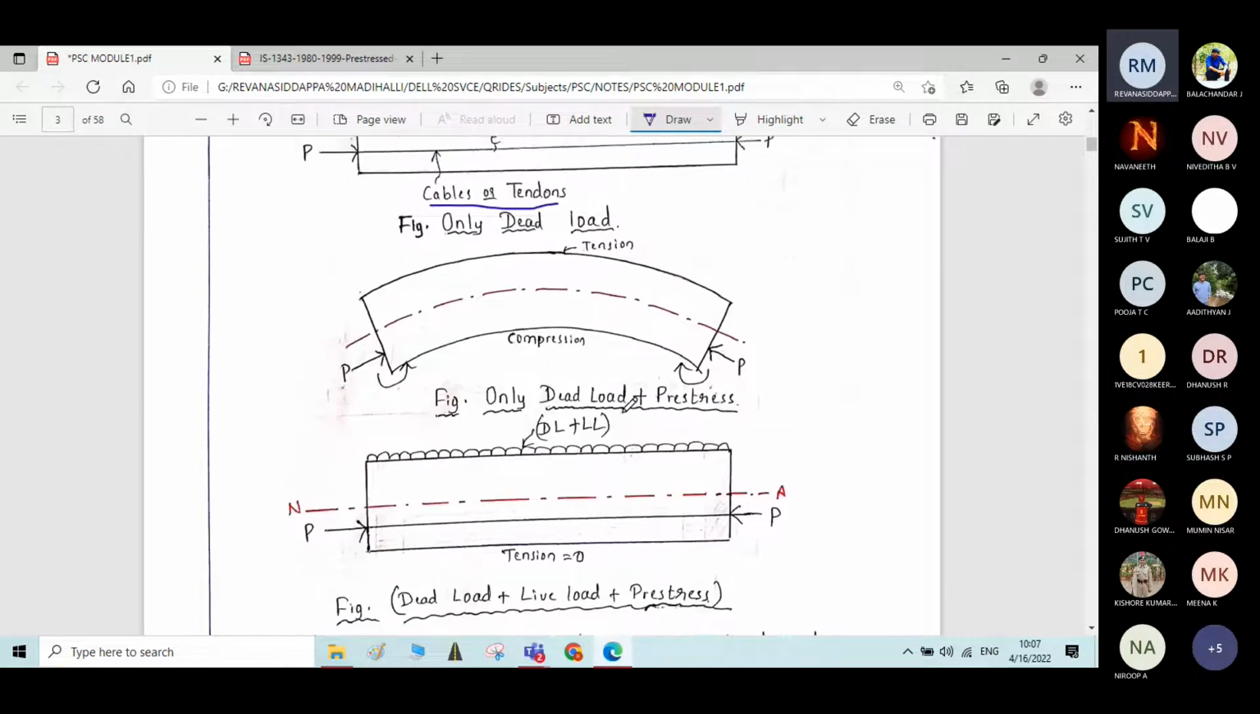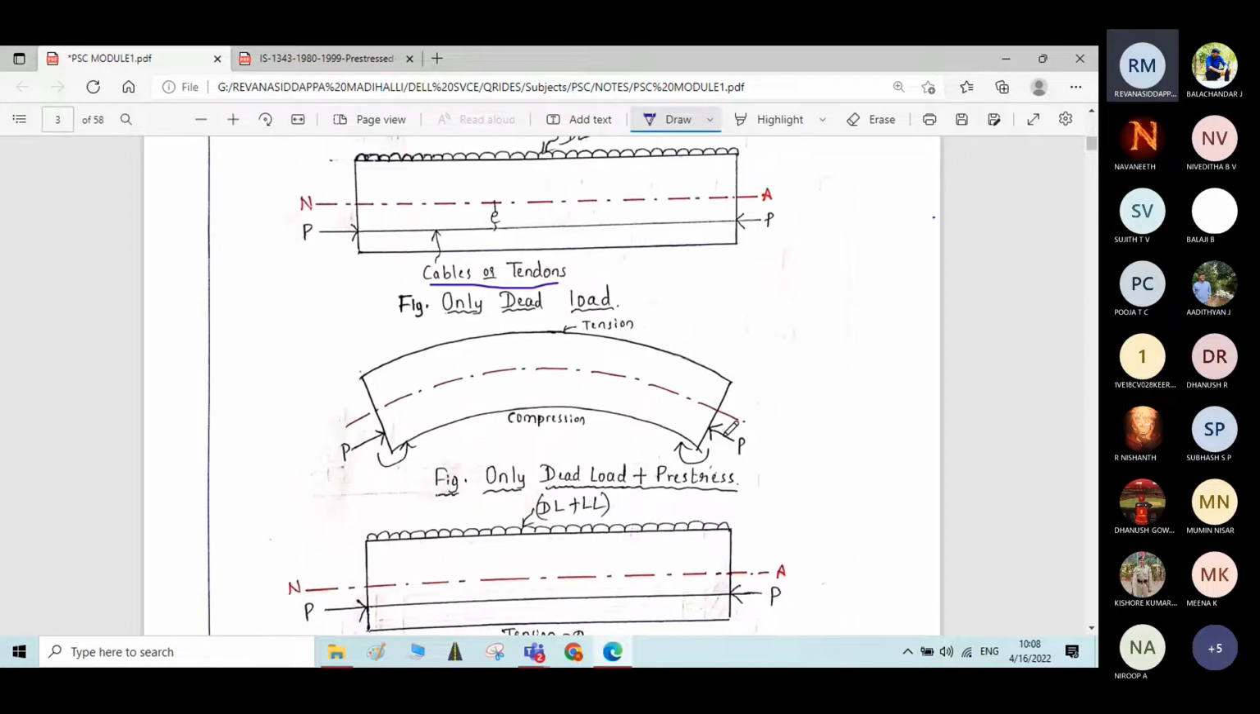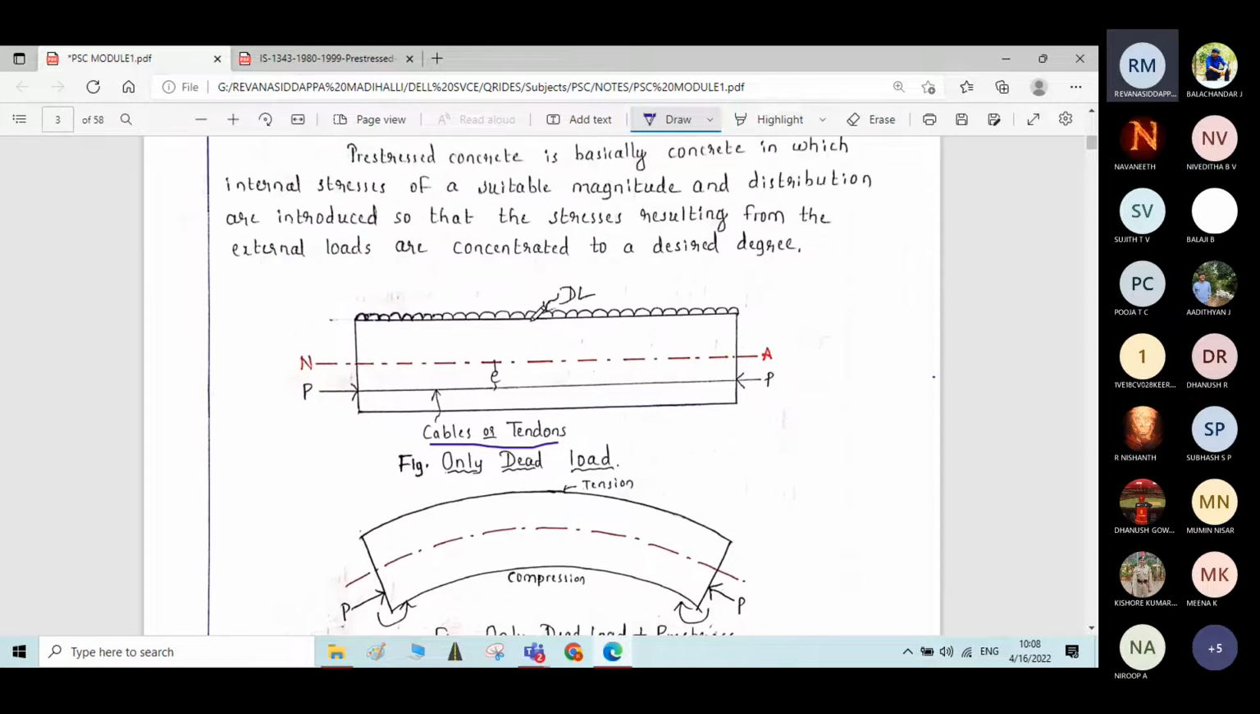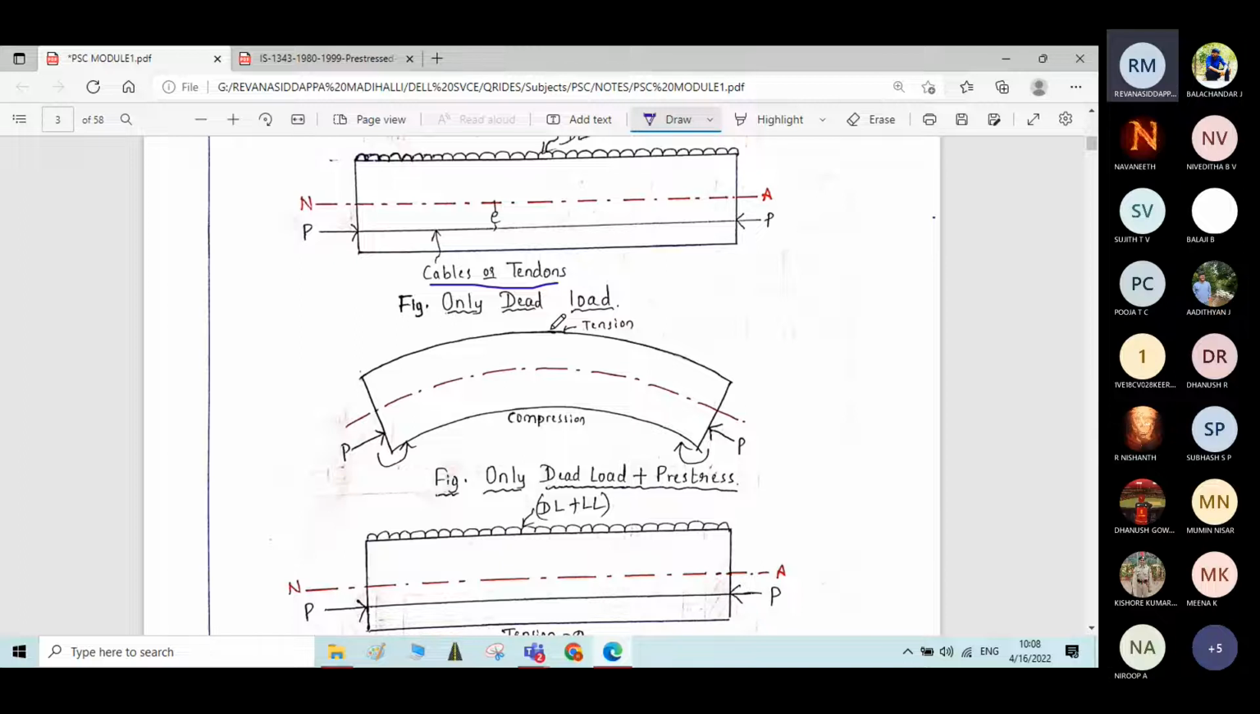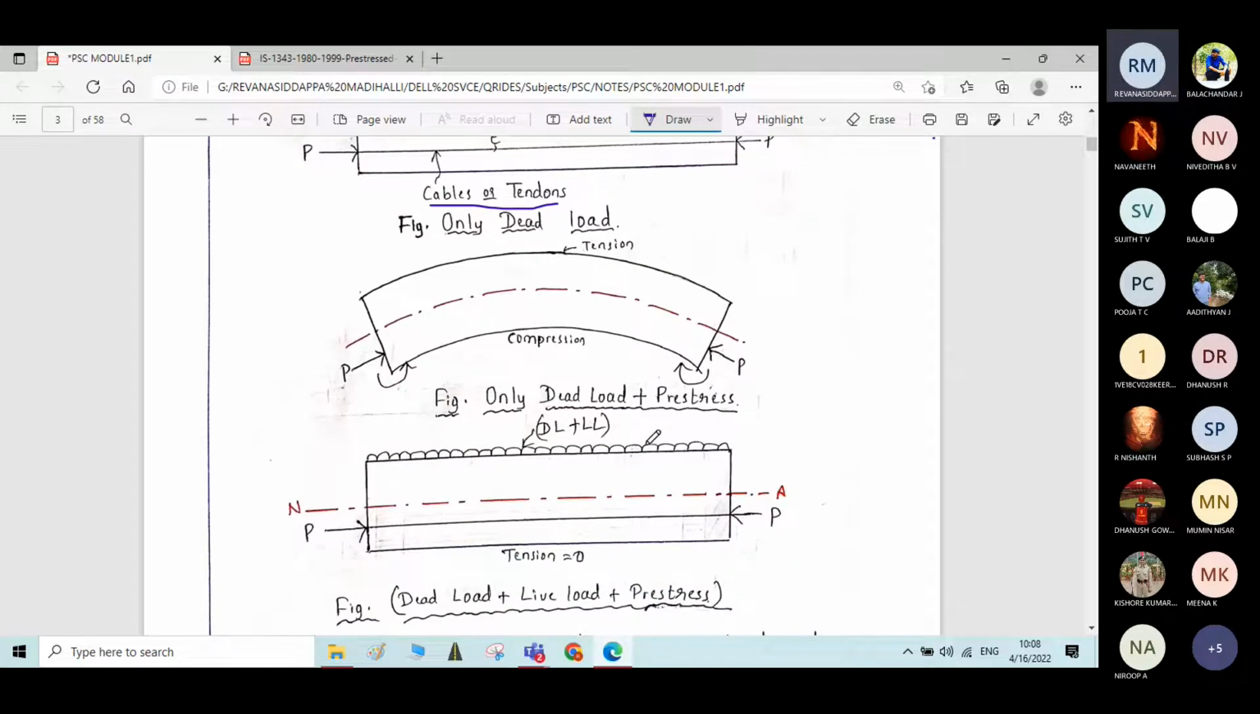In this way, whatever the bending stresses induced by the live loads are counteracted by the internal stresses or pre-stresses which are induced through the cables or the tendons. Finally the beam will be in equilibrium condition. Whatever the sagging bending moment caused by the effect of dead load and the live load is counterbalanced by the hogging bending moment caused by the pre-stresses. In this way, the equilibrium of the beam will be maintained.